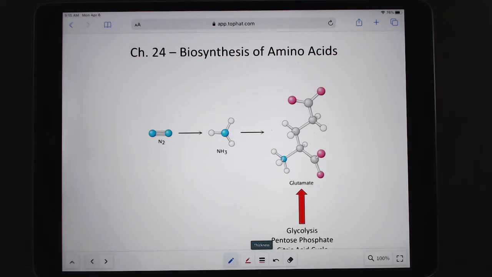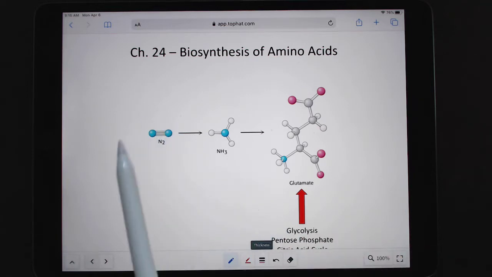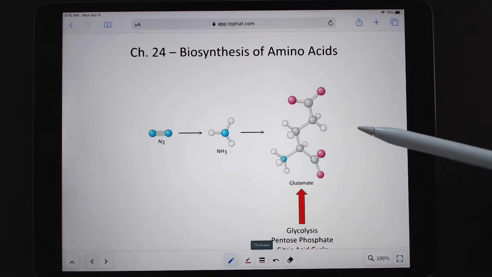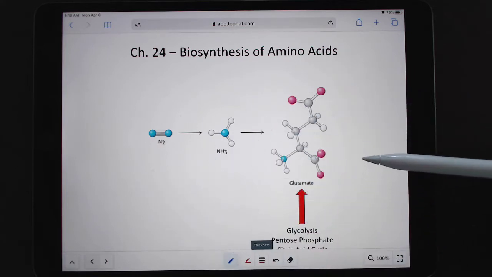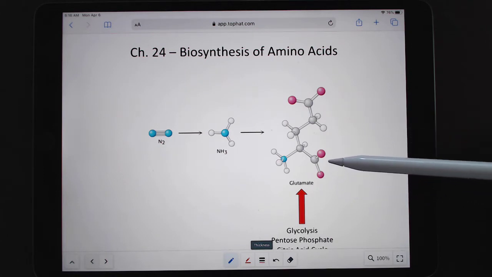So there's two components to this. The first one is how do we get the nitrogen for the amino acid, and that typically comes from nitrogen gas that gets reduced down to ammonia, and then the carbon skeletons, which come from glycolysis and the pentose phosphate pathway and the citric acid cycle.